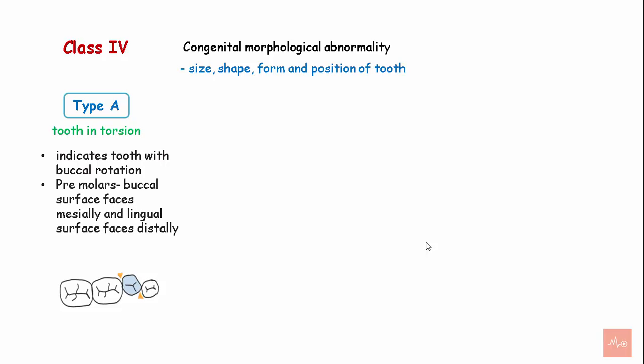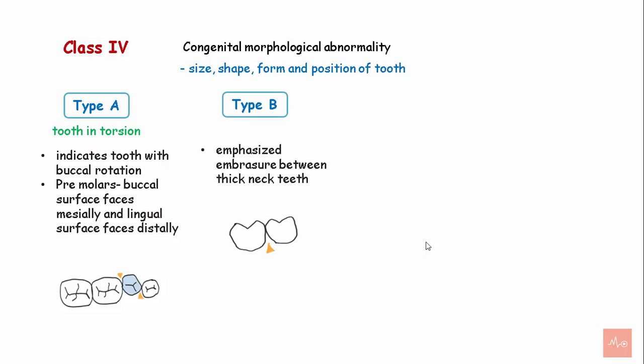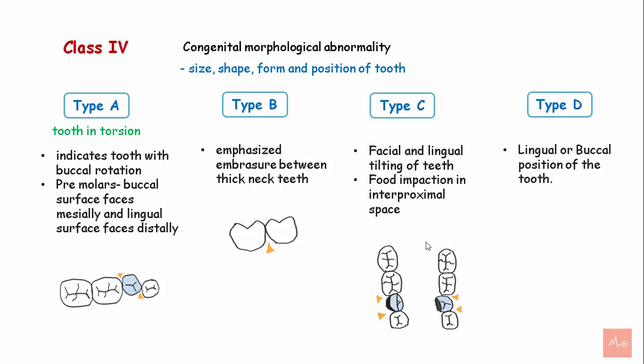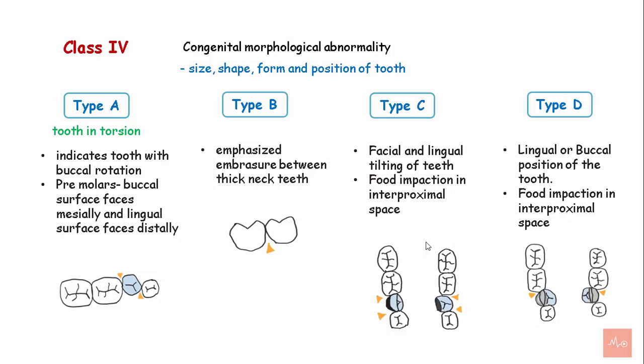Premolars are the most commonly involved teeth, where the buccal surface faces mesially and the lingual surface faces distally, leading to food impaction. Type B is associated with emphasized embrasure between thick neck teeth. Type C is associated with the facial and lingual tilting of teeth, causing proximal food impaction. Type D is associated with lingual or buccal positioning of the tooth, leading to food impaction in the interproximal space.